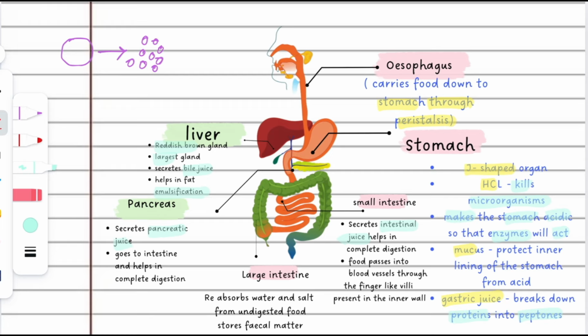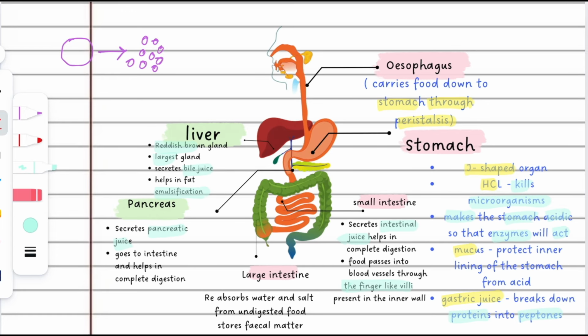This absorption also occurs in the small intestine. So the small intestine is a very important organ in our body because lots of things happen here. Not only does complete digestion occur, but after digestion all the simple nutrients are also absorbed inside the small intestine. And how? Because the small intestine has lots of finger-like projections, which are called villi.